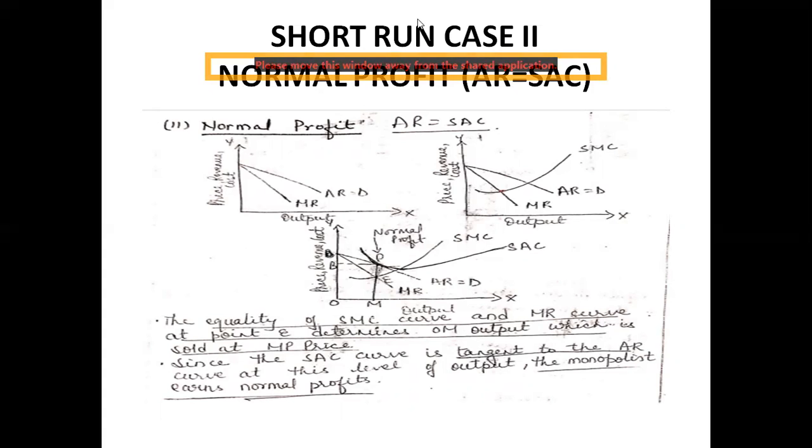So this is the equilibrium point, the short-run marginal cost line cutting the marginal revenue line. At the equilibrium point, we'll draw a straight line over there. So this is the equilibrium level, and the point at which the short-run average cost is equal to the average revenue line. So this is the point. So it is the case of normal profit. So equality of the short-run marginal cost curve and marginal revenue curve at point E determines OM output, which should be sold at which price? MP price. Since the short-run average cost curve is tangent to the average revenue curve at this level of output, the monopolist will earn the normal profit.